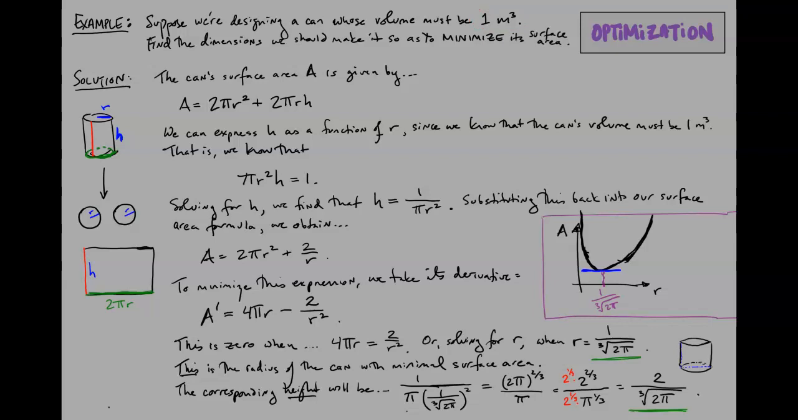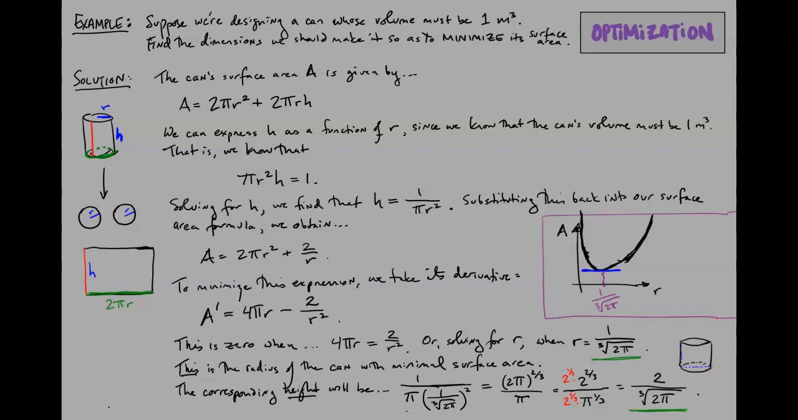As long as we had any fixed volume and we wanted to minimize the surface area, you can show by the same kind of argument that the can that will do the job will have its height and diameter equal to one another. So if we were just trying to minimize surface area to minimize the amount of material we were using, we would end up with cans like that.